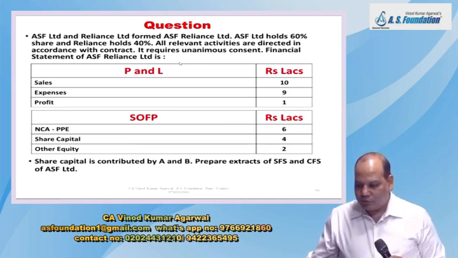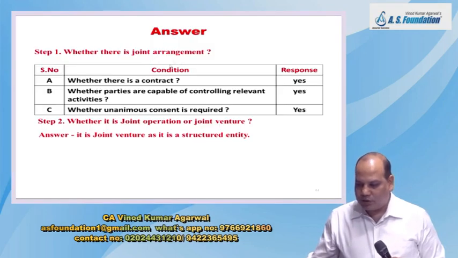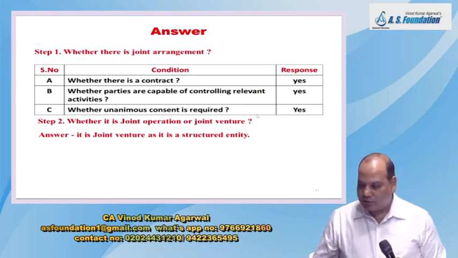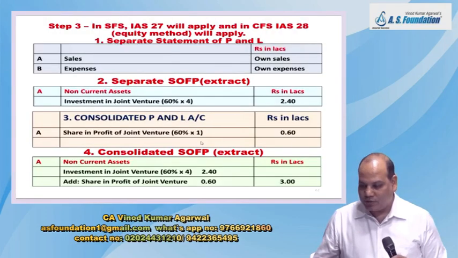Now for this question, first I will have to check whether there is a joint arrangement. So just orally discuss, same as the previous problem. Whether there is a contract, yes. Whether parties are capable of controlling relevant activities, yes. Whether unanimous consent is required, yes. So this you will copy from that previous answer. But the next answer will change, whether it is a joint operation or joint venture. Then your answer will be it is a joint venture as it is a structured entity.